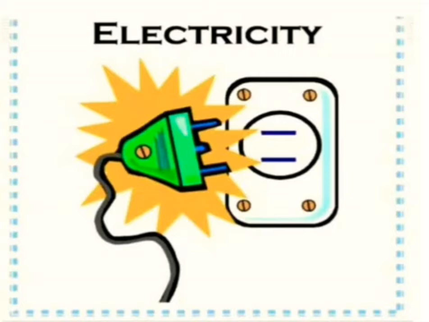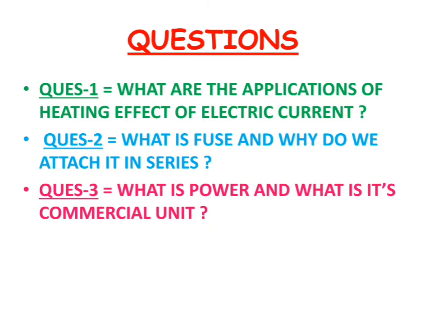So today we are going to wind up this chapter, Electricity, Science class 10. Now I'm going to ask you some questions, and if you don't know the answers, then my friend, you need to watch this video. The first question is, what are the applications of the heating effect of electric current? Then, what is a fuse and why do we attach it in series? And lastly, what is power and what is its commercial unit?